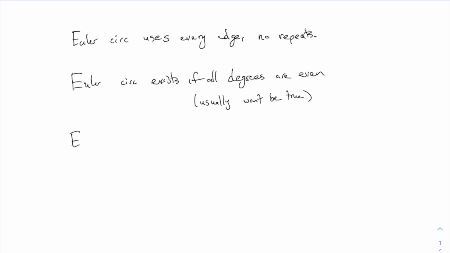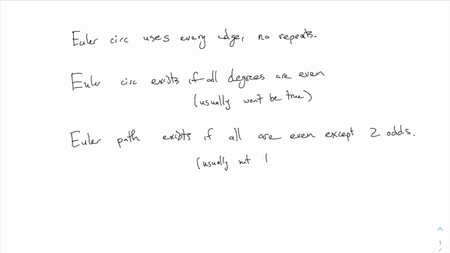And remember, we also talked about Euler paths. The rule for that was if all are even except for two odds. And this also usually will not be true. You have to just kind of get lucky for there to be only two odds and then all the rest to be even, all right? So again, usually not true. In a typical graph, you'll have a mixture of evens and odds. There's no reason for all the degrees to be even in a typical graph.